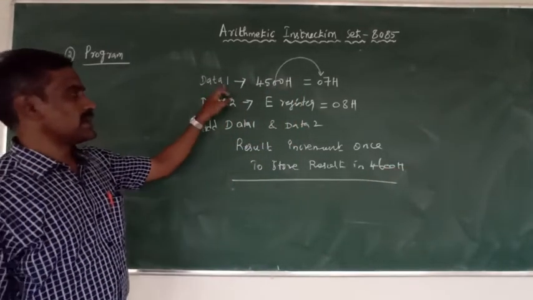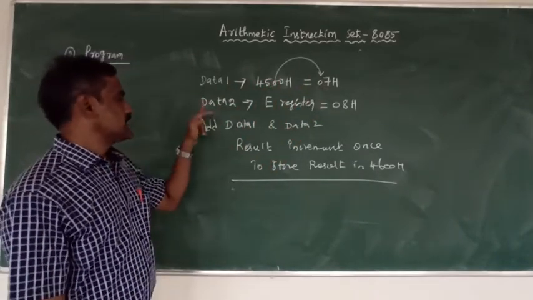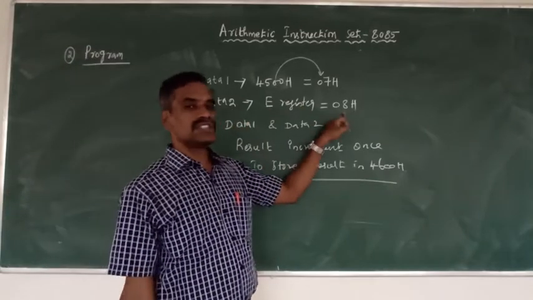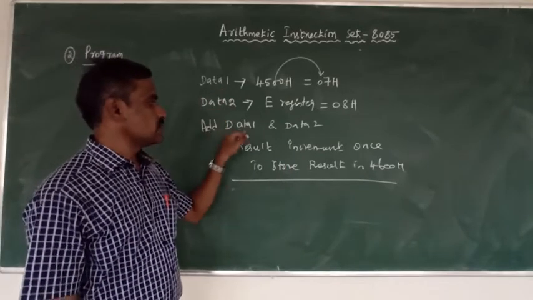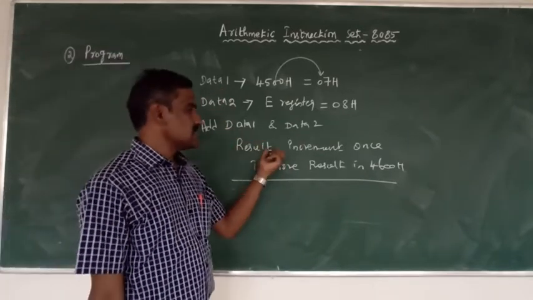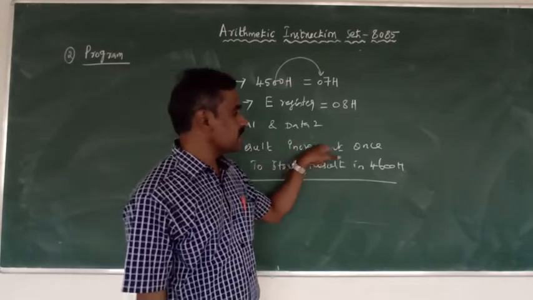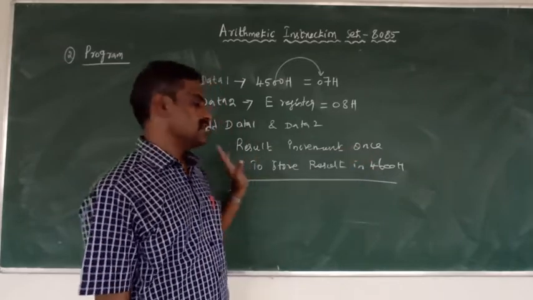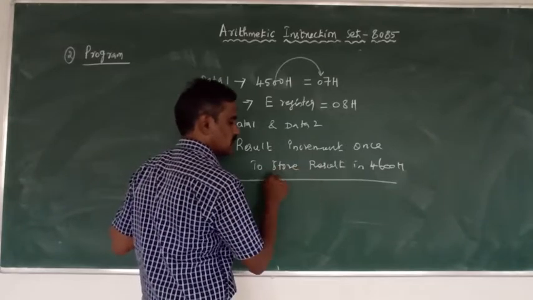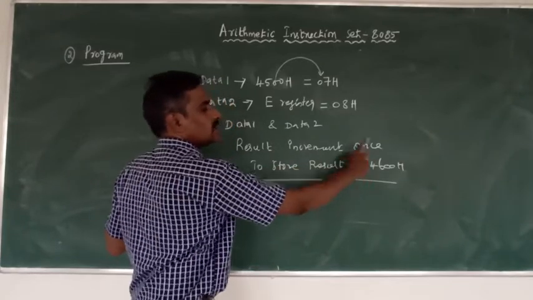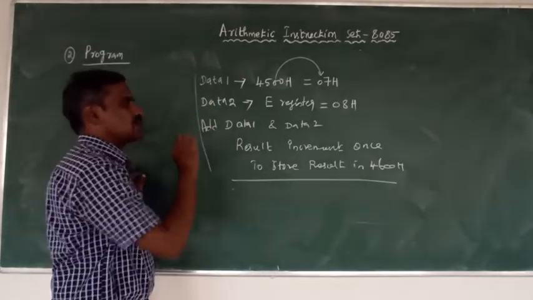First one, data 1 is available at 4500 address, 07 data. Next, data 2 in E register, 08. Next, add data 1 and data 2, and increment that result once. After increment, now to store the result in 4600 address. For this, we have to write the program.